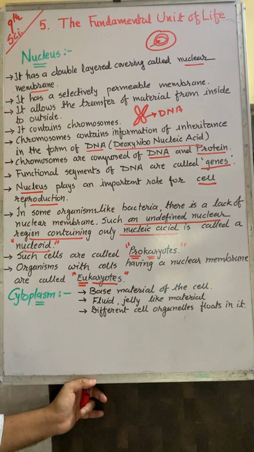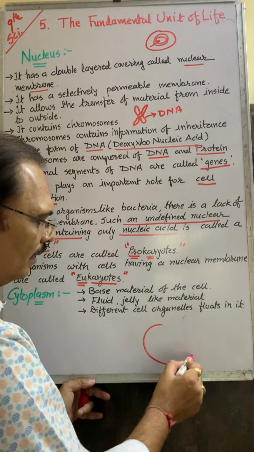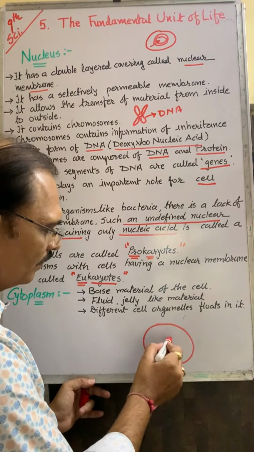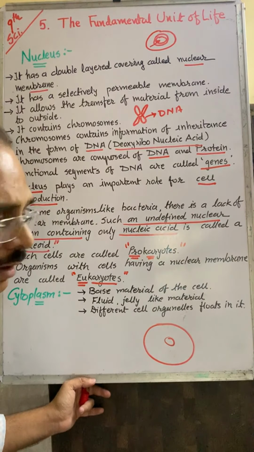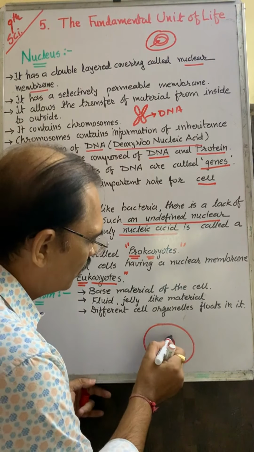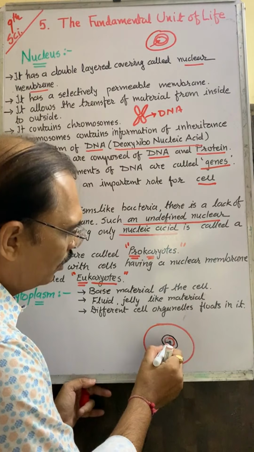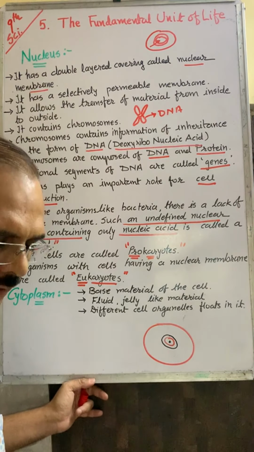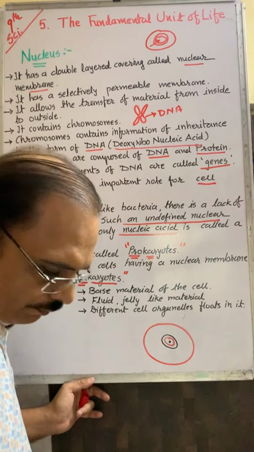And the last topic is cytoplasm. Cytoplasm is what? In the cell, this is the plasma membrane or cell membrane. This is the nucleus. The nucleus also contains a double layer structure, means the nuclear membrane is also there. Inside is the nucleolus, not nucleoid, nucleolus. Inside, chromosomes are there.